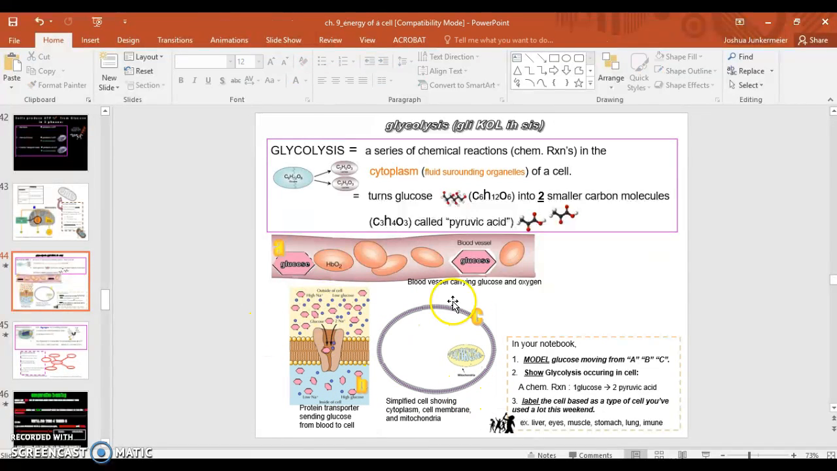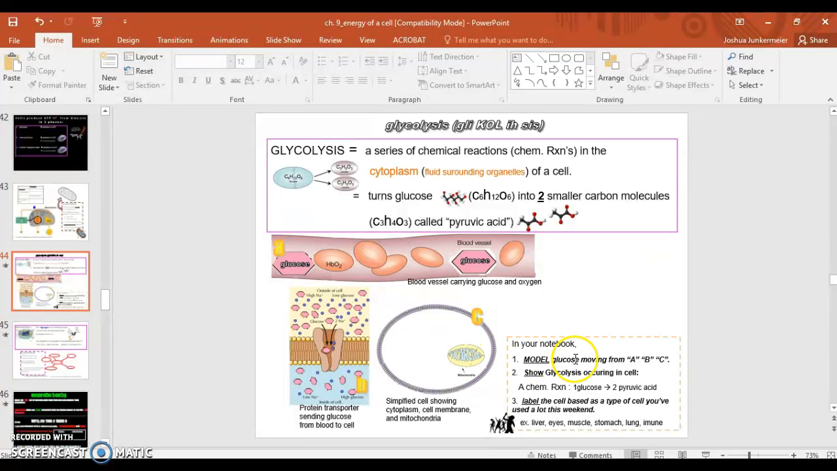In this picture, this is a simplified version of a cell. It says simplified cell showing cytoplasm, which is the fluid inside a cell, the cell membrane right here, which also is represented right here in this picture. That's the cell membrane. And mitochondria, this guy right here. And we've learned a little bit about the mitochondria. We know some of the processes to make ATP happen in the mitochondria, the powerhouse of the cell.